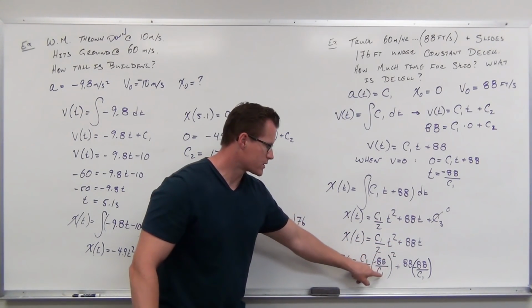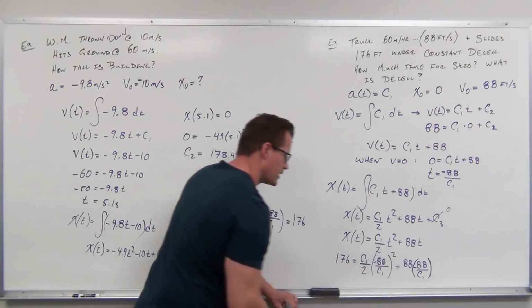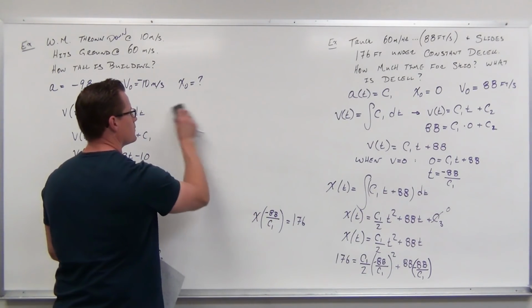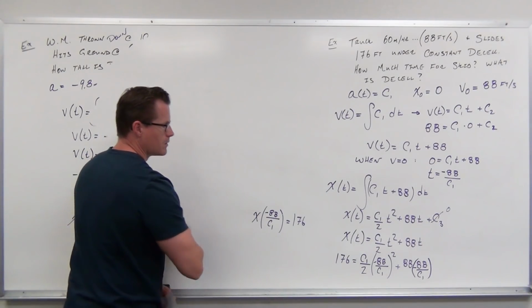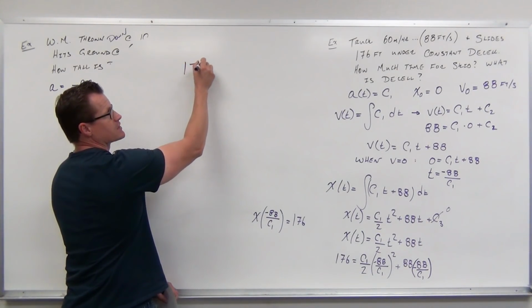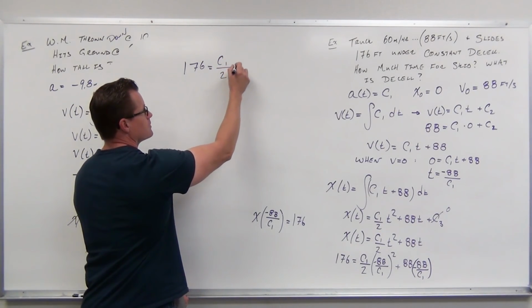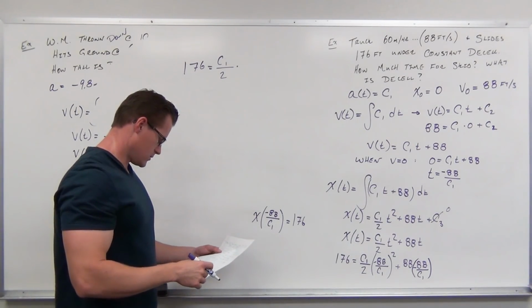Well, if we square C sub 1 and we have C sub 1 here, then what this works out to be, I'm going to have to erase this stuff. We'll have 176 equals C sub 1 over 2 times negative 88 squared. Oh, man.